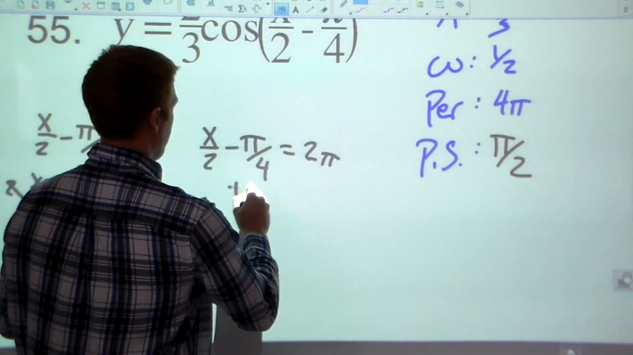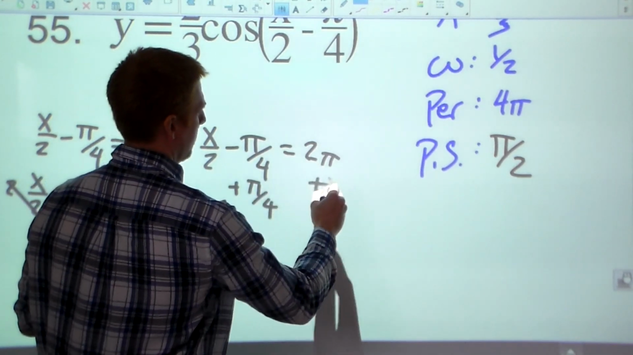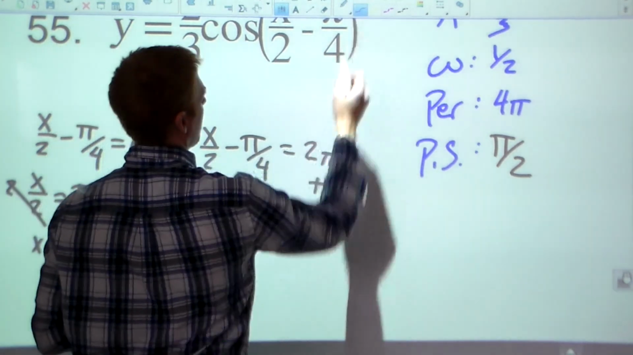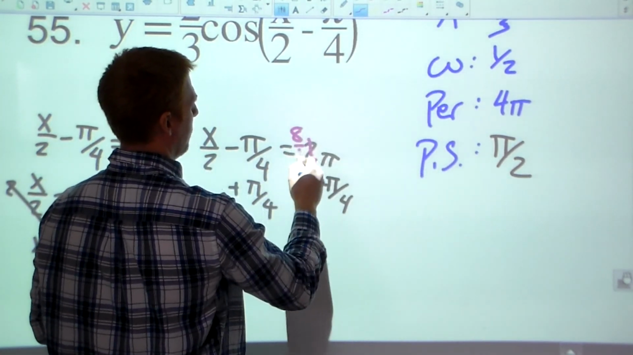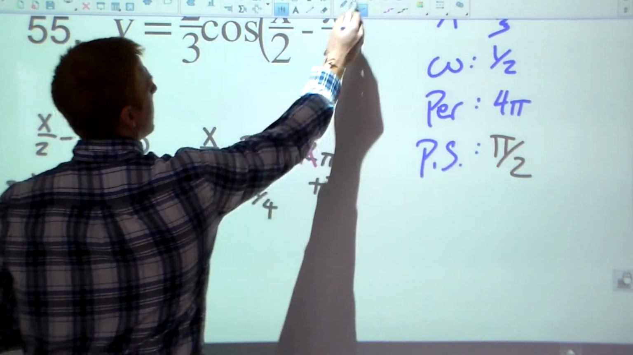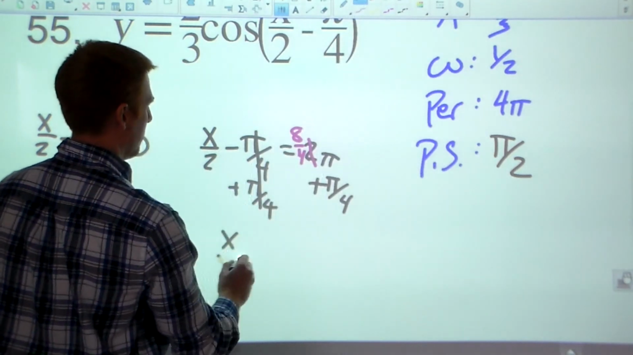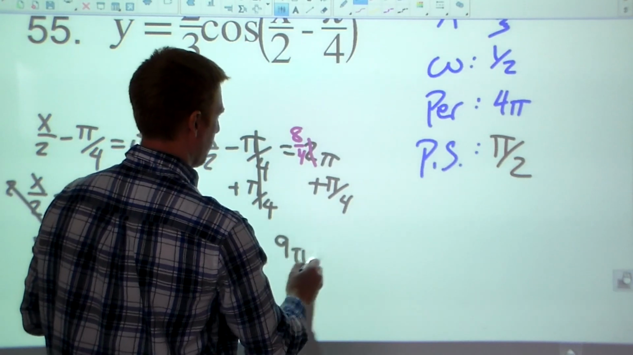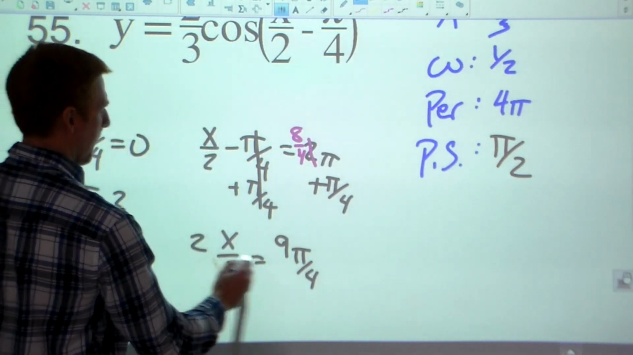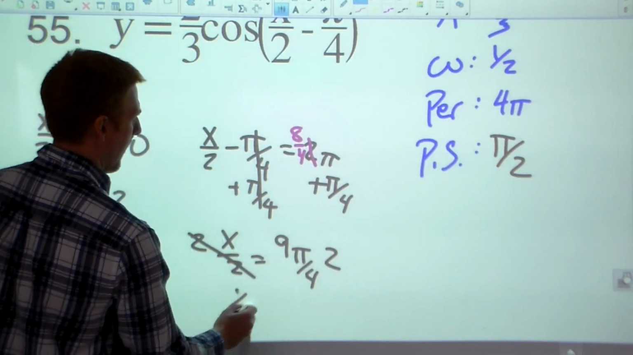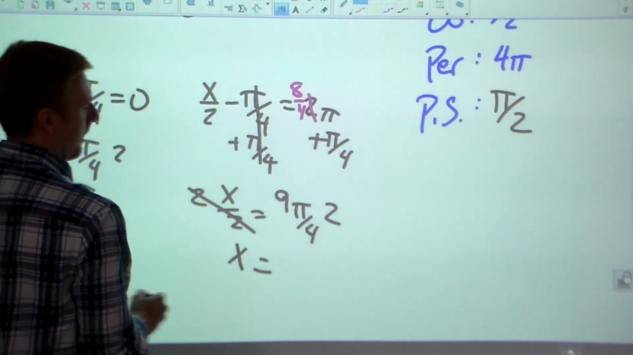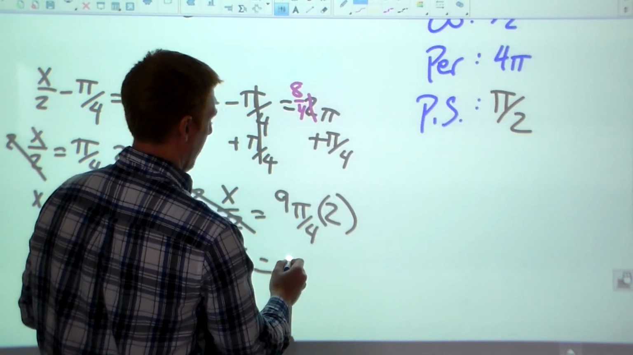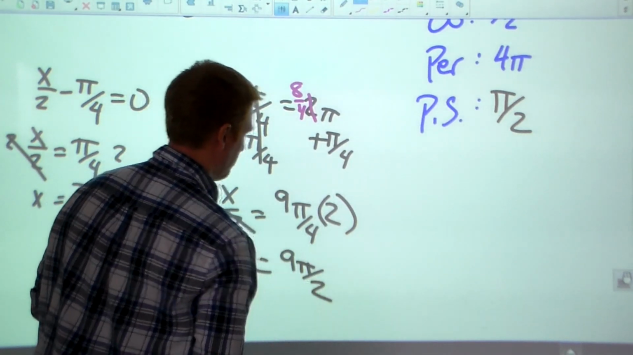So let's solve this. Add pi over 4 to both sides. I really want the 2 pi to be out of fourths, so let's make that 8 fourths, and this will be added to 0 now. So now we're up to 9 pi over 4. We want to multiply by 2 on both sides to get rid of that. I just want to make that clear that I'm multiplying. We're going to end up at 9 pi over 2.